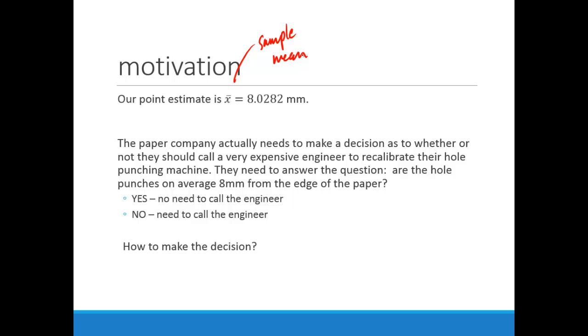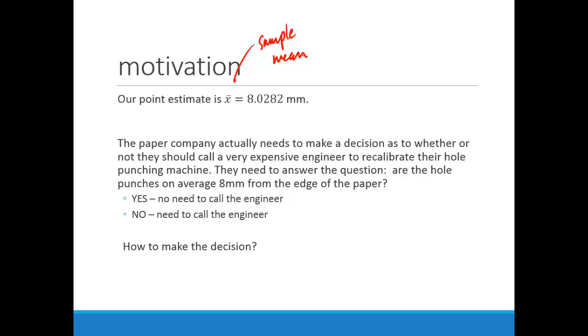And so the bottom line is the company needs to make a decision. Maybe they're asking you to help decide whether or not to call somebody to come fix this thing. This is a very expensive thing to do, and I don't want to do it if I don't have to. So the question I need to answer is, are the hole punches on average 8 millimeters from the edge of the paper? Either yes, and I don't need to call the engineer, or no, the settings are somehow messed up and I do need to call the engineer. So how can I answer this decision?